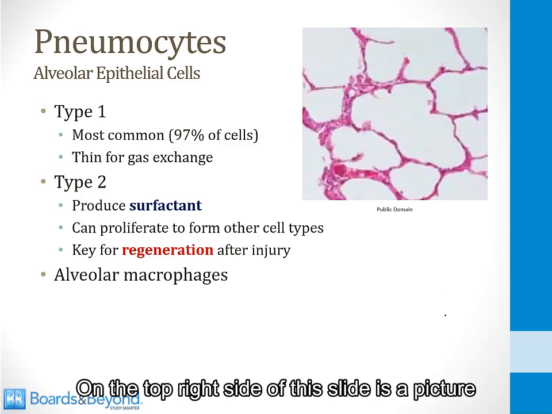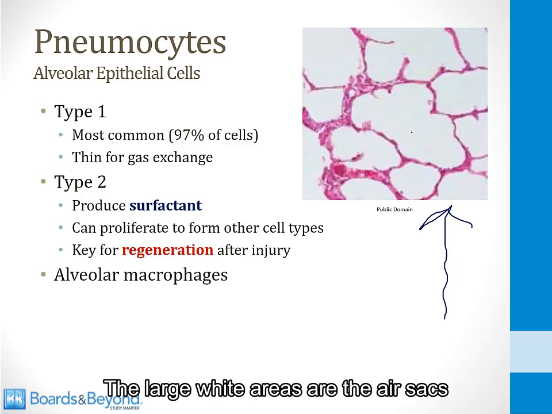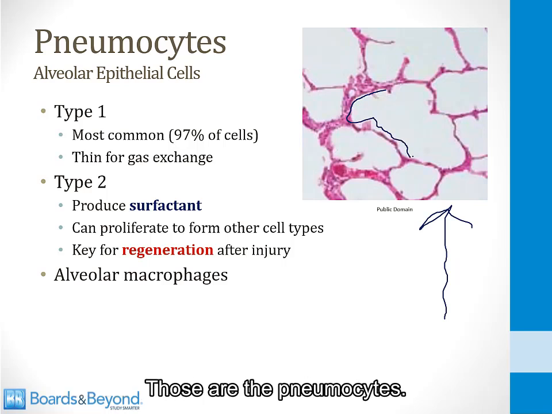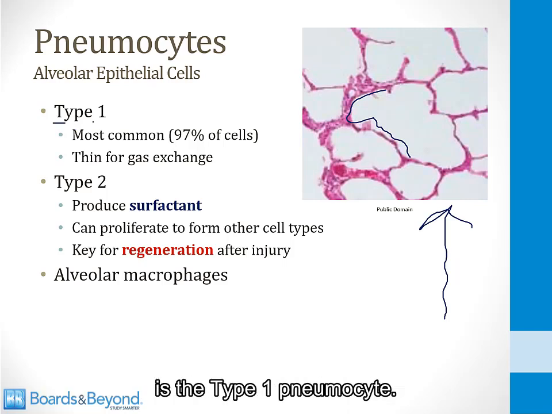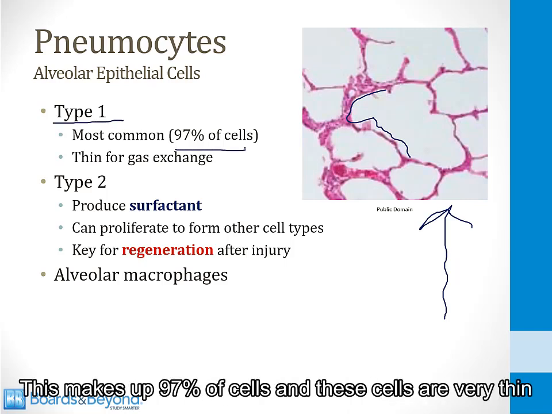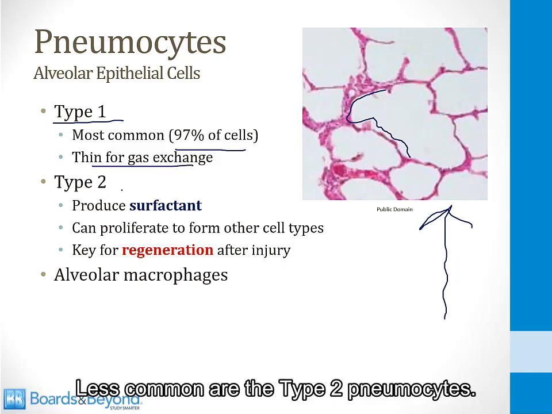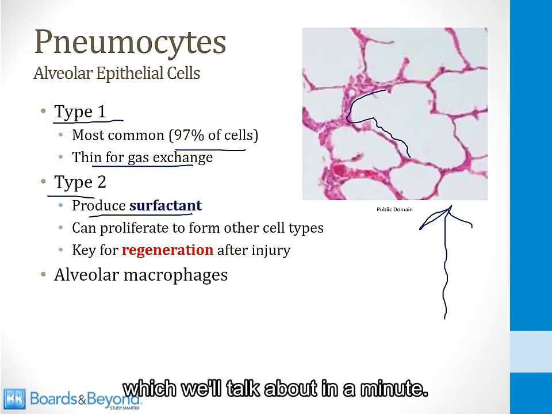On the top right side of this slide is a picture of what the alveoli look like under the microscope. The large white areas are the air sacs, and the epithelial cells are lining those air sacs. Those are the pneumocytes. The most common epithelial cell you find in the alveoli is the type 1 pneumocyte. This makes up 97% of cells, and these cells are very thin in order to allow for gas exchange. Less common are the type 2 pneumocytes. These epithelial cells produce surfactant, which we'll talk about in a minute.